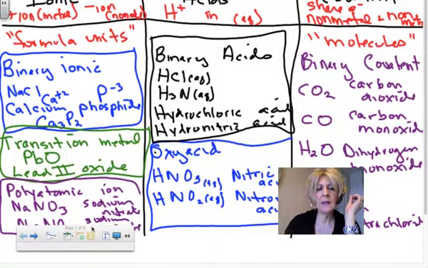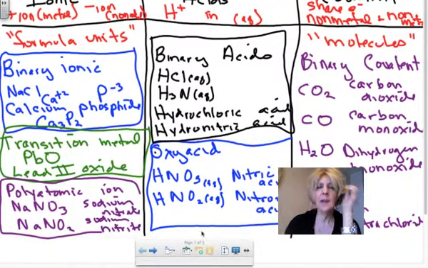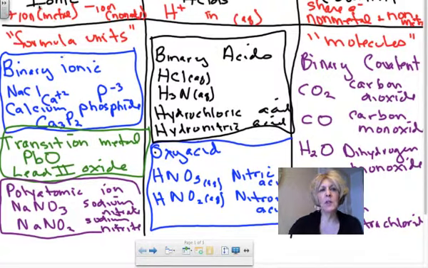This is a tutorial on all of the nomenclature that we have learned so far in chemistry. At this point, we're talking about ionic, acid nomenclature, and covalent nomenclature. This is just a little poster that shows you everything that we've learned so far.